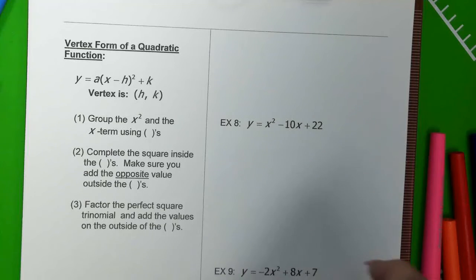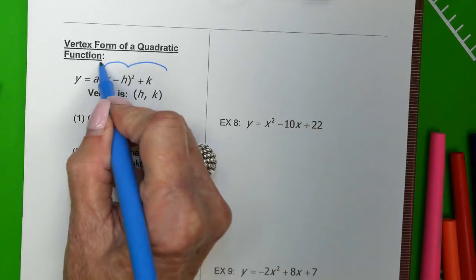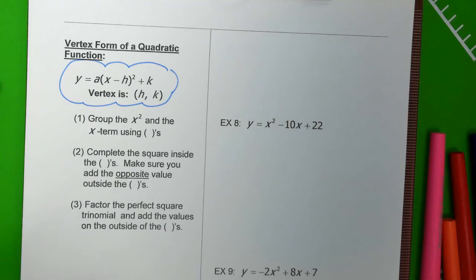So just as a little reminder, right here, this is your vertex form. y is equal to a times x minus h squared plus k, where (h, k) is the vertex. So one of the things that's a little different, we are going to be completing the square. However, in this format, you will not be using both sides of the equal sign. All of your work is going to be on one side. And this is a skill that I want you to learn. So I'm going to insist that this is the way that you do this.